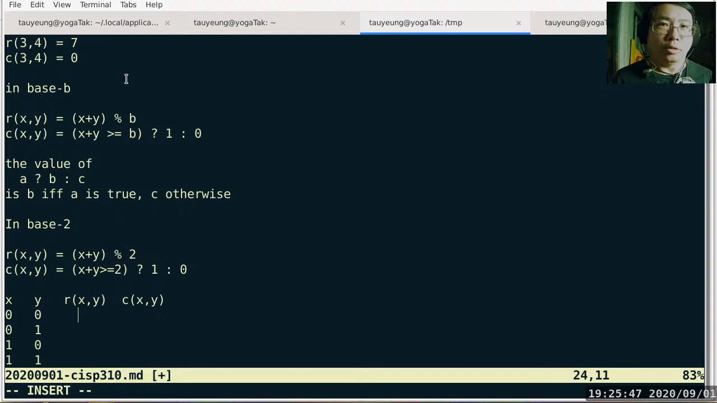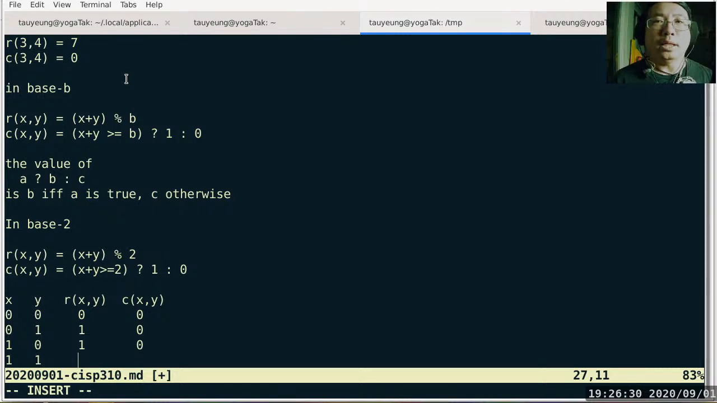What is R 0, 0? The single digit result of adding 0 to 0 is pretty easy. It's just 0. The carry is also just 0, because the sum is 0 and 0 is not greater than or equal to 2. Moving on to the next one. 0 plus 1. The single digit result of 0 plus 1 is just 1. And the carry of 0 plus 1 in base 2 is 0, because 0 plus 1 has a value of 1 and 1 is not greater than or equal to 2. The next one is the same thing, because we know that addition is commutative.